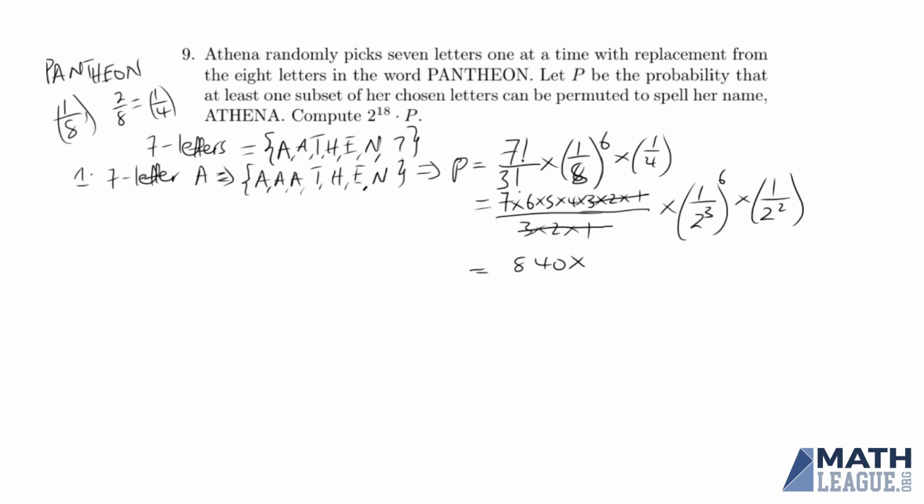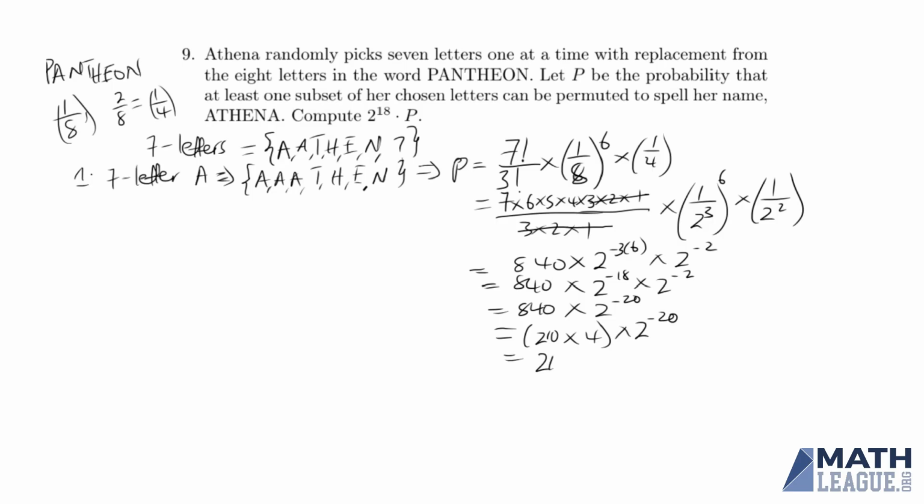So when I take the reciprocal of this, I'm going to get 2 to the power minus 3, all to the power 6, multiplying 2 to the power negative 2. And this will be 840 times 2 to the power minus 18 times 2 to the power negative 2. Of course, in indices, when the bases are the same, we add the exponents. So we are going to have 2 to the power minus 20. However, this 840 can also be written as 210 times 4, multiplying 2 to the power minus 20. The 4 can be expressed as 2 squared, and we are going to have 210 times 2 to the power negative 18. So in the first case where the letter is A, this will be the probability.